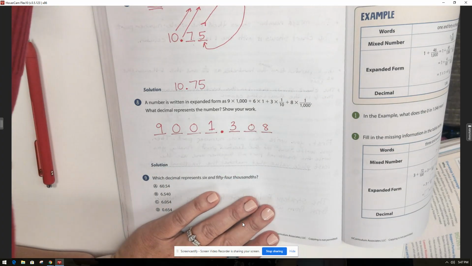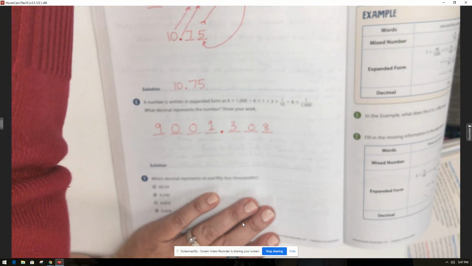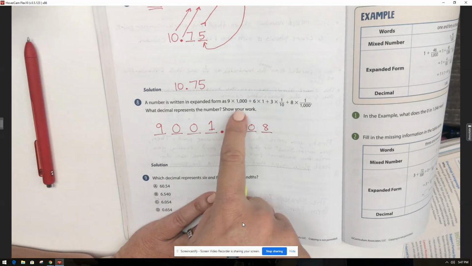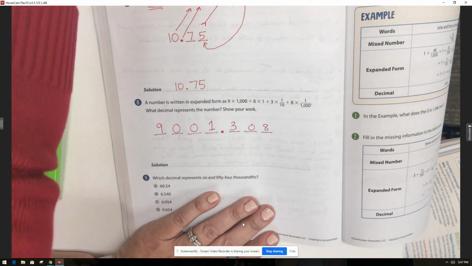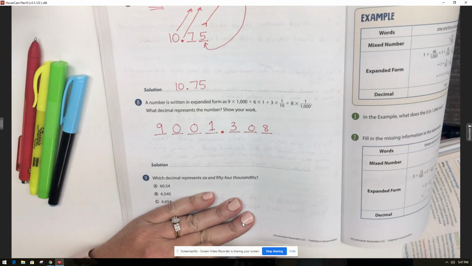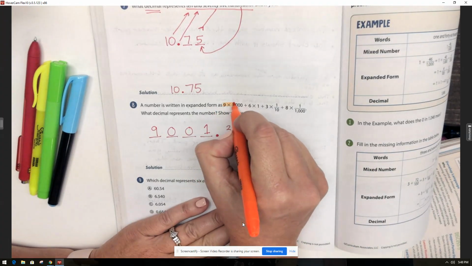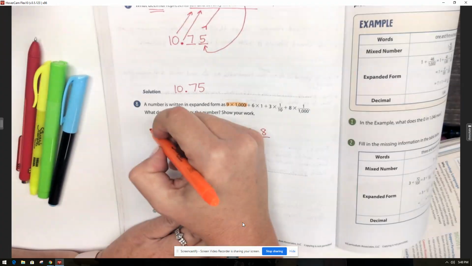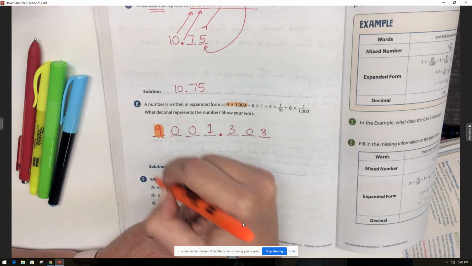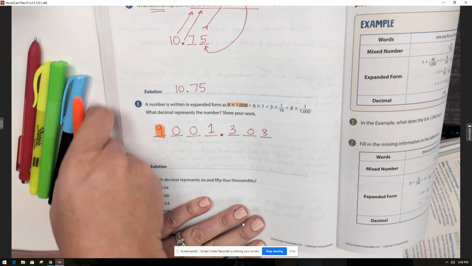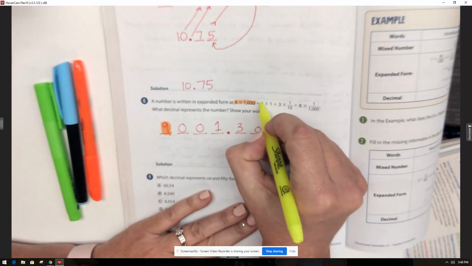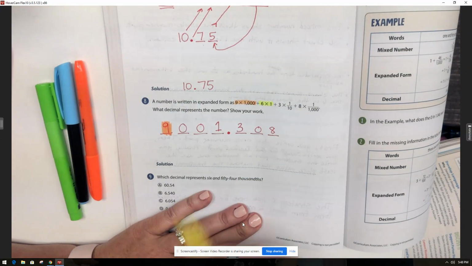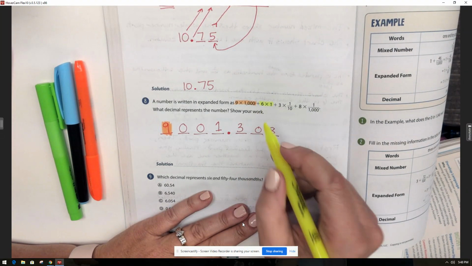Now I'm going to pull my highlighters out for a minute because I want to show you. We need, let's see, 4 different colors. Here we go. So this 9 times 1,000 is this 9 in the thousands place. This 6 times 1 tells me that there is a 6 in the ones place.